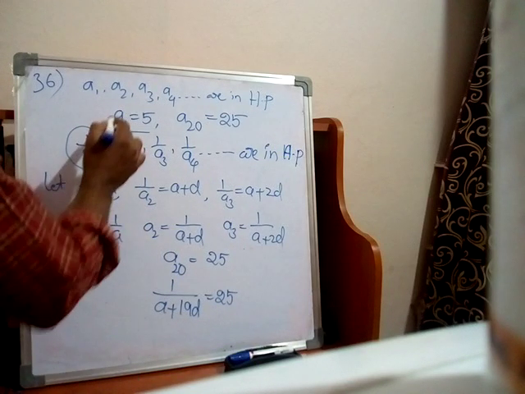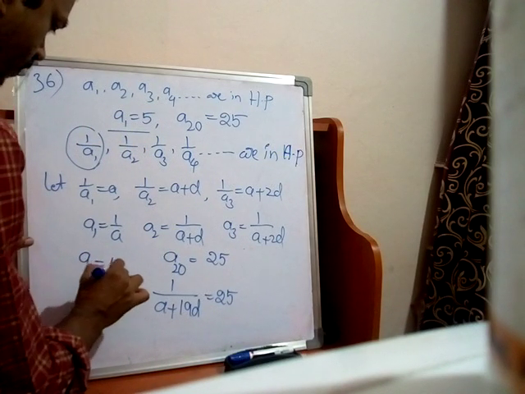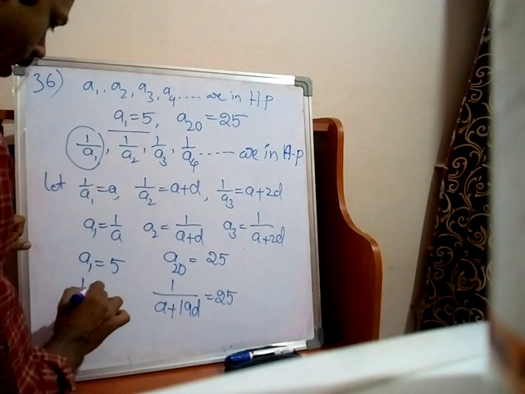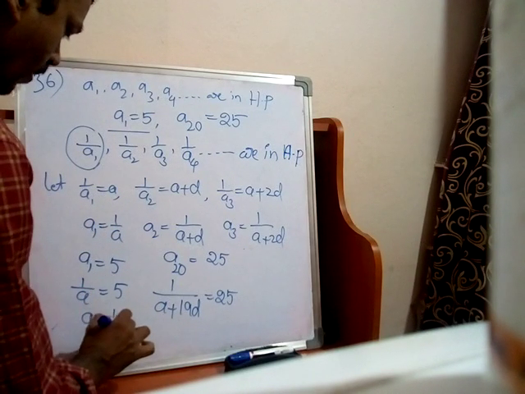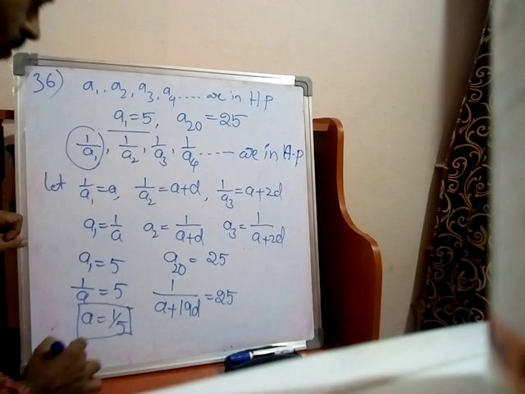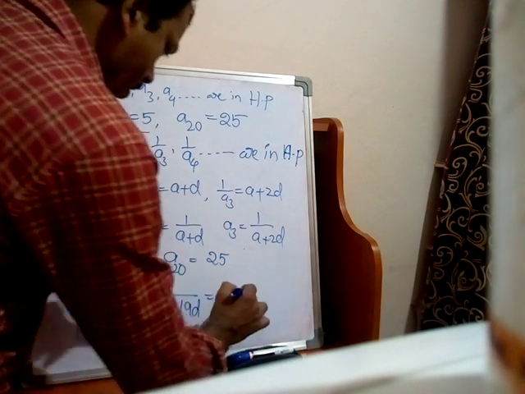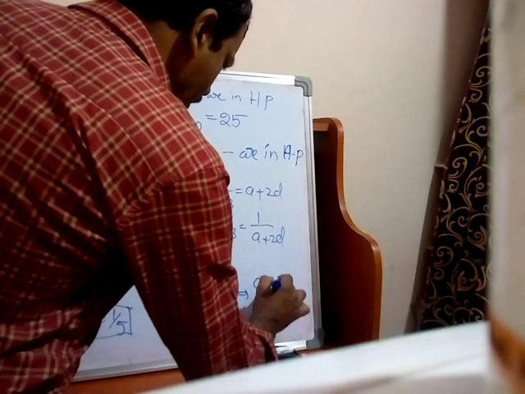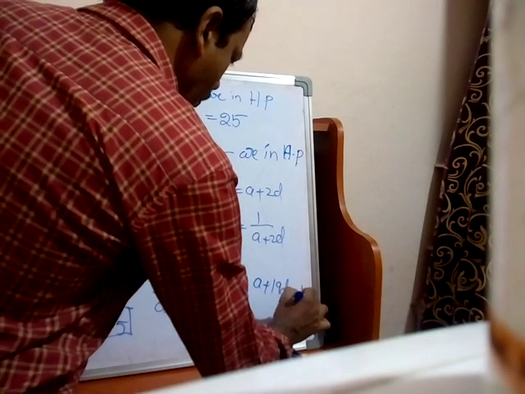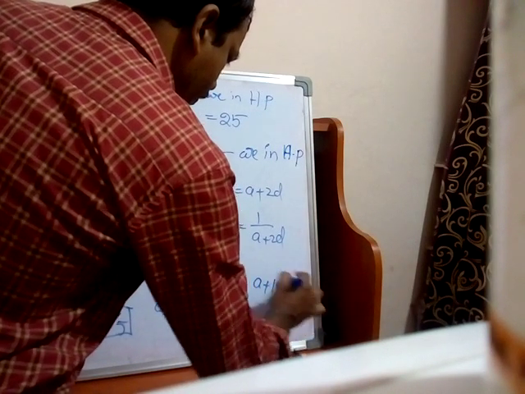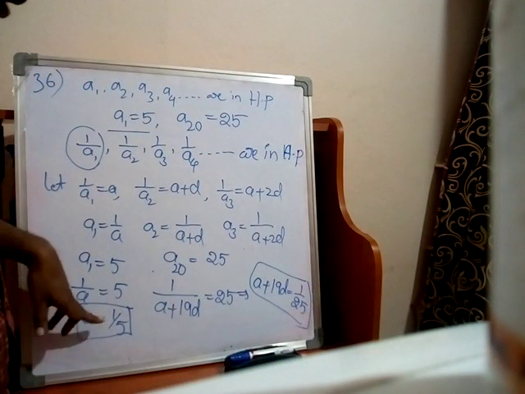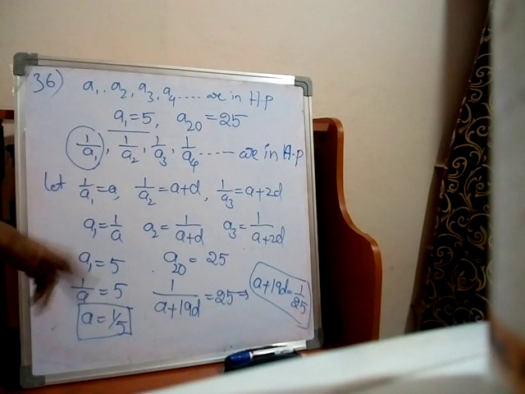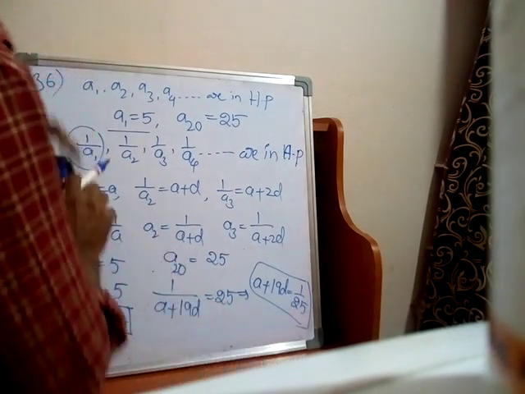And a1 is equal to 5 is given. What is a1? 1 by a. 1 by a is equal to 5, so a is equal to 1 by 5. From this, a plus 19d is equal to 1 by 25, and a is equal to 1 by 5. So you have to find the d value.